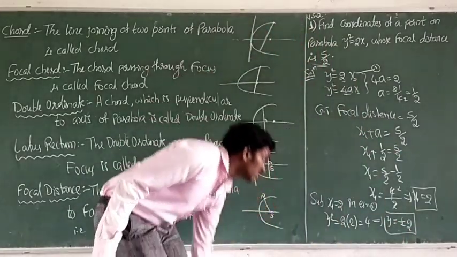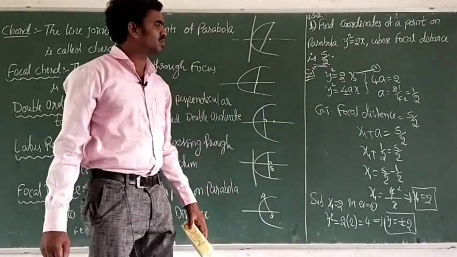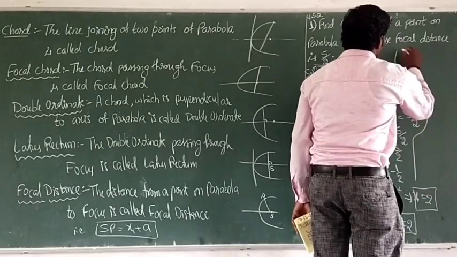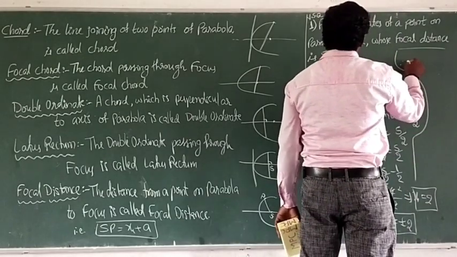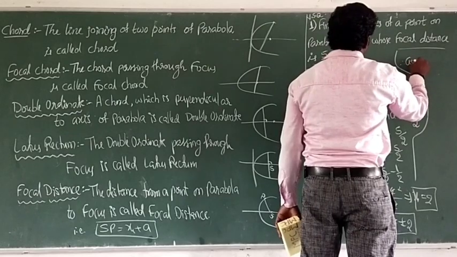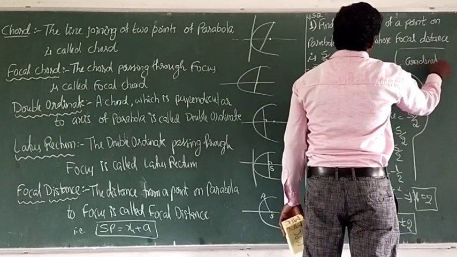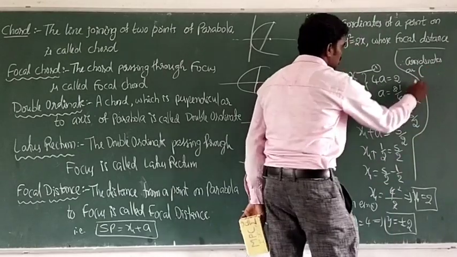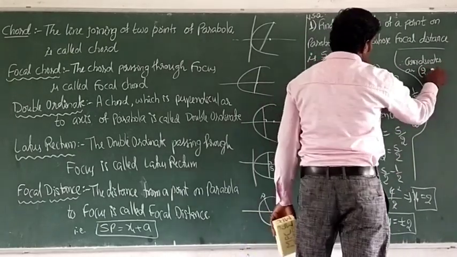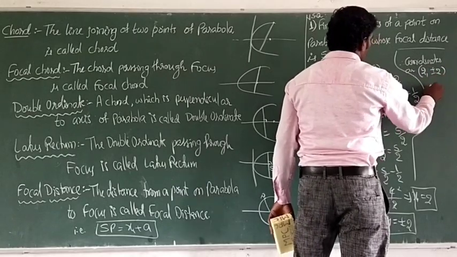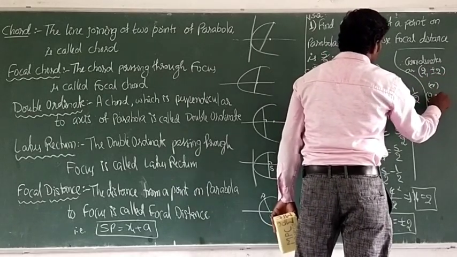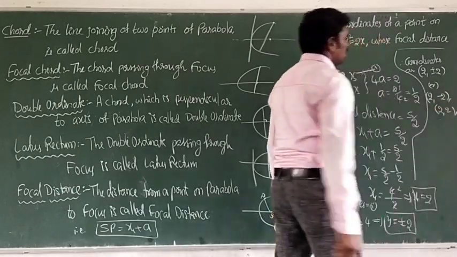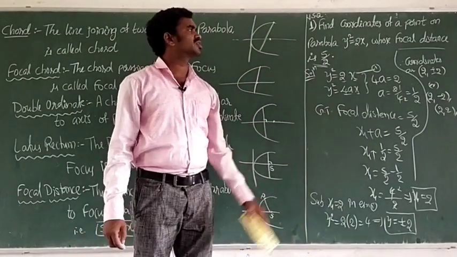After getting the x and y values, we can write the answer. Therefore the coordinates of the point are x1 comma y1, where x1 is 2 and y1 is plus or minus 2. Or we can write 2 comma minus 2 and 2 comma plus 2. These two are the points. That is the solution of the first question.